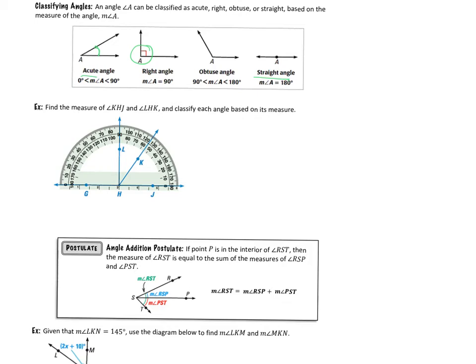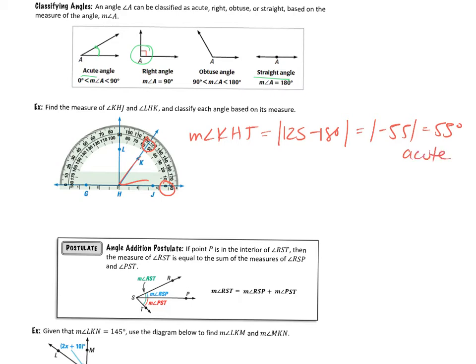We are now going to use our protractor to find the measure of angle KHJ, which is this angle here. We're going to set that equal to the absolute value of the position of ray HK, which is 125 degrees, minus the position of ray HJ, which is 180, which gives us the absolute value of negative 55, which equals 55 degrees, which is an acute angle because it is less than 90 degrees.